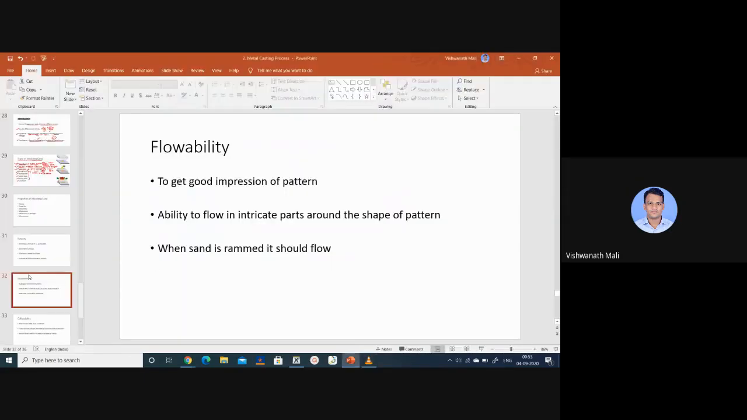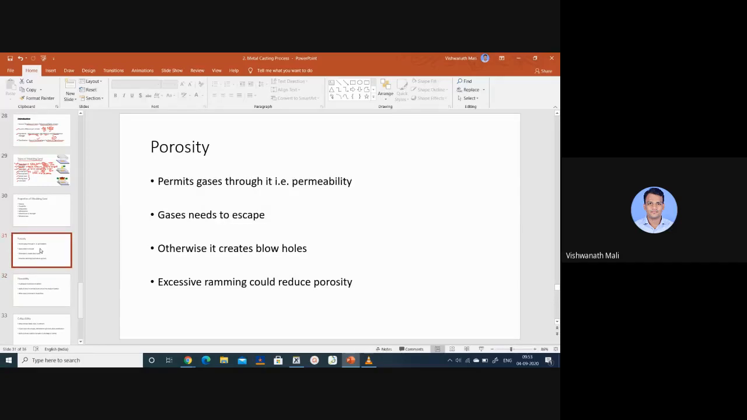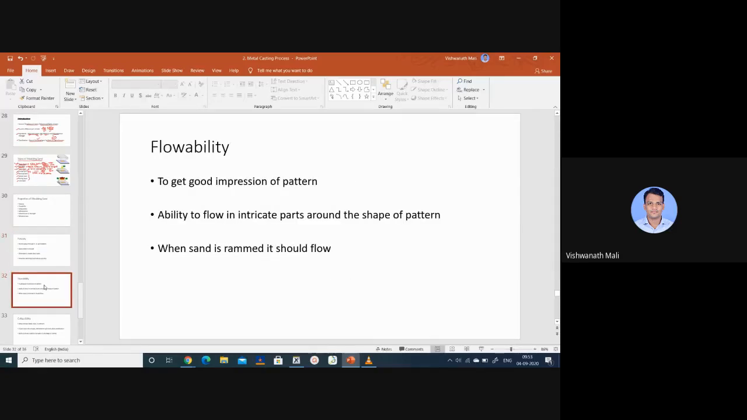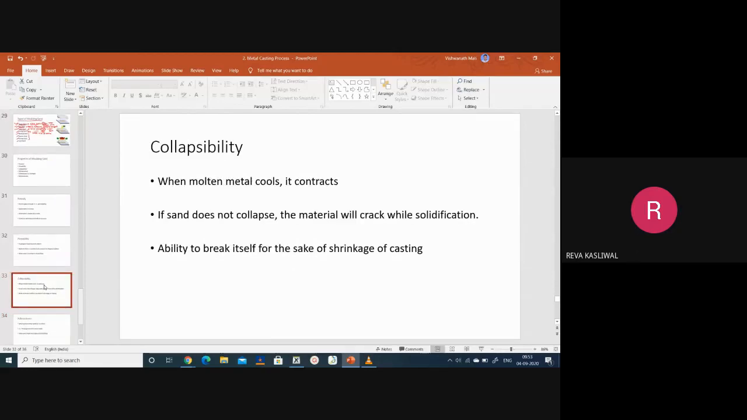No problem. Any doubt in these two, porosity and flowability? Then we will go for the next. Any doubt in these two properties? No, sir. Sir, what is system sand?